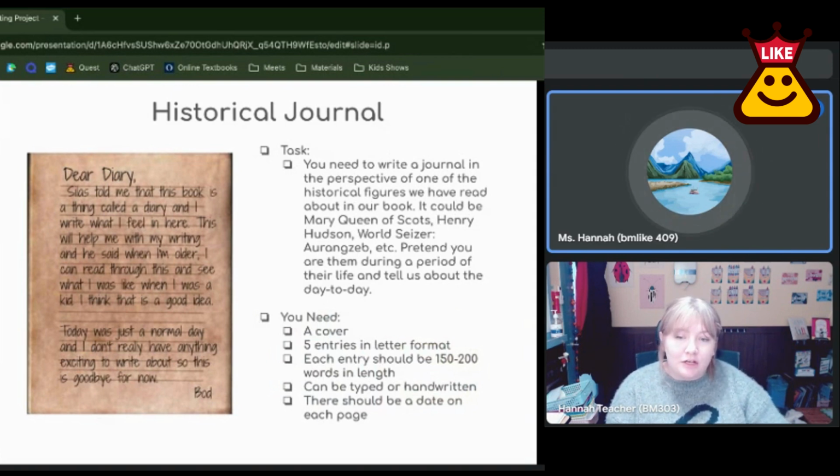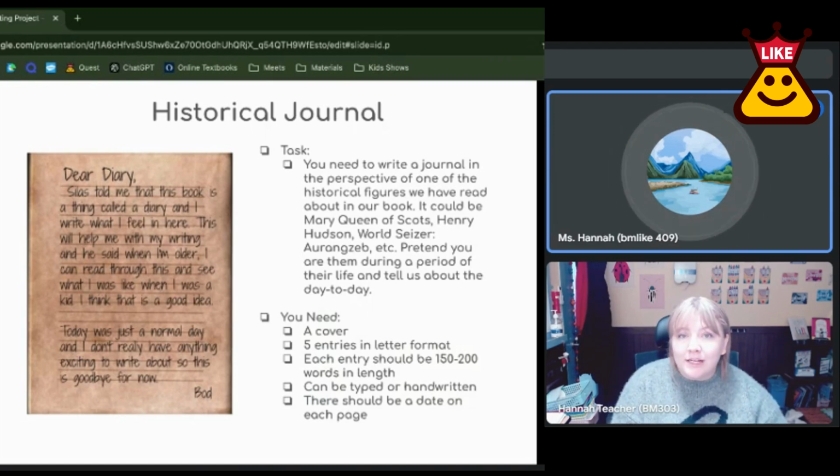Our first option is a historical journal. To do this option, you need to pick a historical figure we've read about. This could be Mary, Queen of Scots. This can be Aurangzeb. This could be Henry Hudson, Queen Elizabeth, Shin Chang. Anyone you think you want to do, you can do.